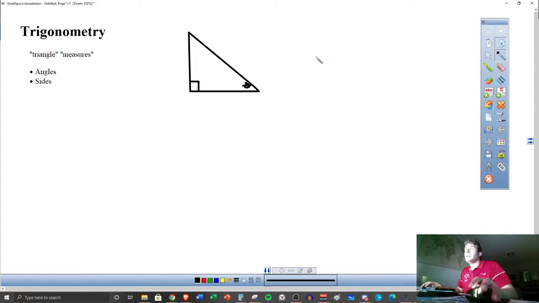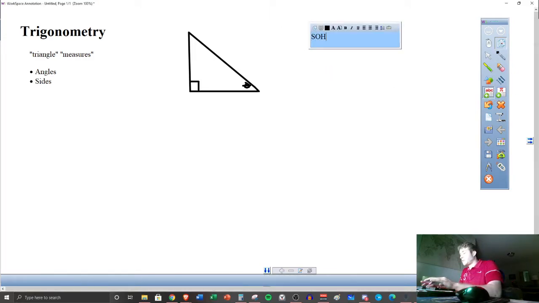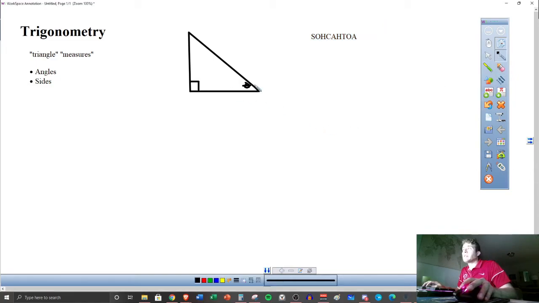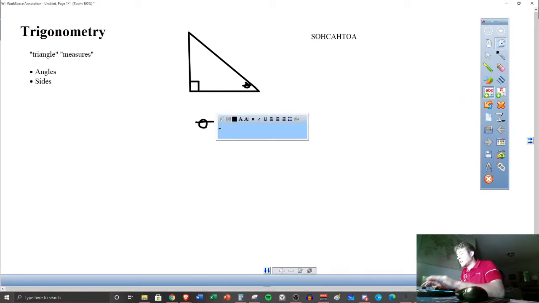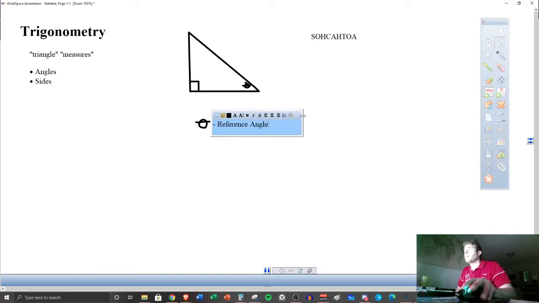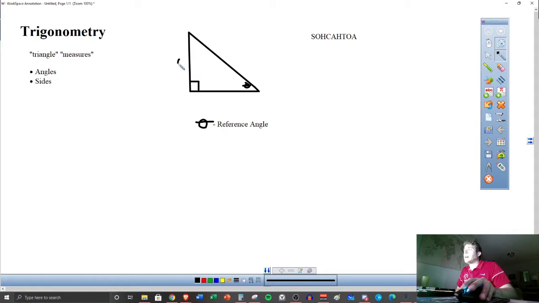But last year, you would have had the relationship SOHCAHTOA, right? There are special relationships that were found between the different sides. If I were to label this, theta is my reference angle. So theta, we'll put this here. This is the reference angle. And definitely write this down, put this example in your notes. You have the opposite side, adjacent side, and the hypotenuse right there. Hopefully you remember doing that.